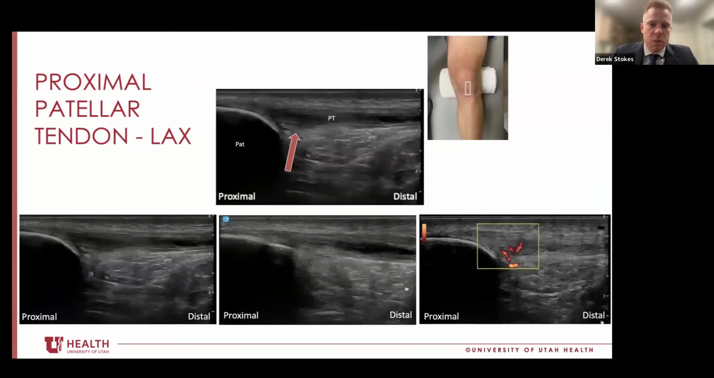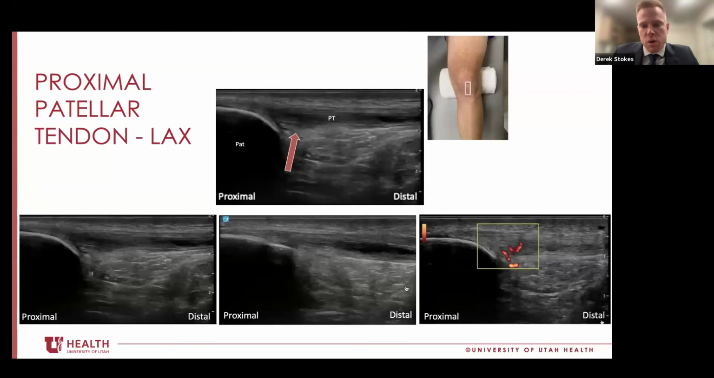The next few slides are going to be looking at the patellar tendon, starting with long axis and transitioning from proximal to distal, and then flipping to short axis. As I previously stated, we want to look in two planes. For the proximal patellar tendon, you can see here in the center image on the top, the arrow pointing to an area of hypoechogenicity and thickening, and likely also, admittedly, some anisotropy in this particular clip.